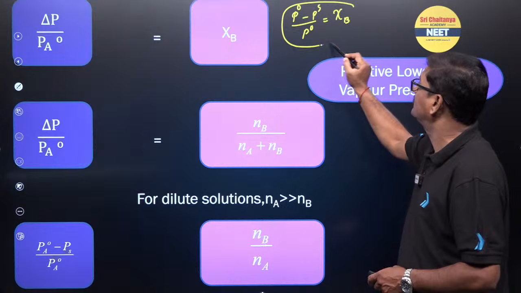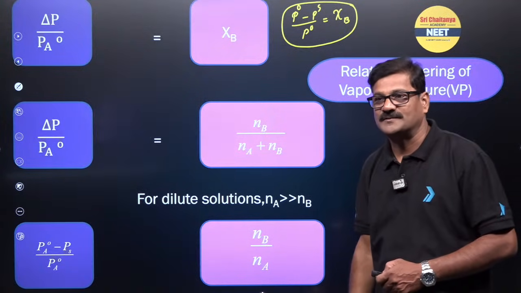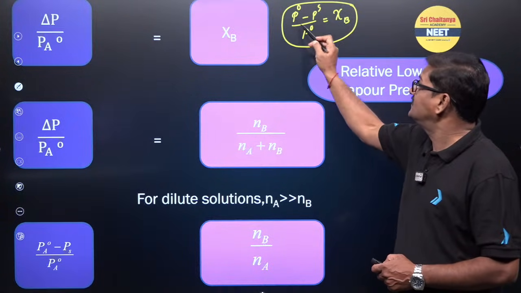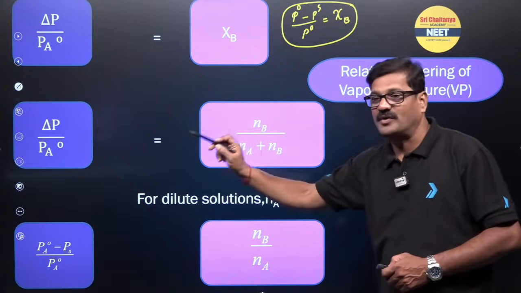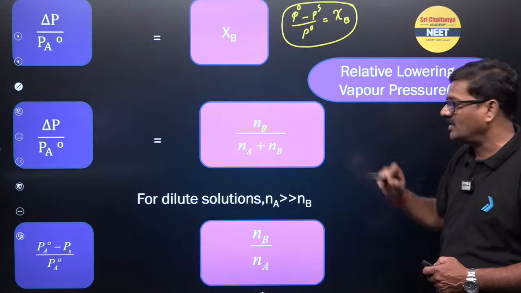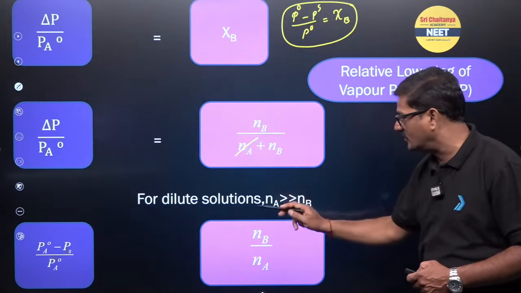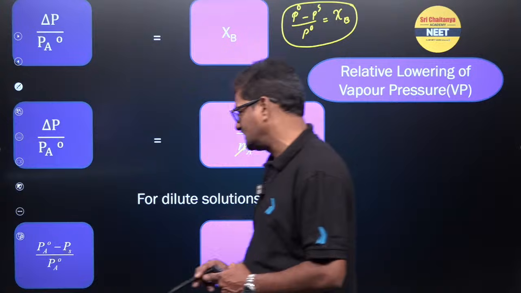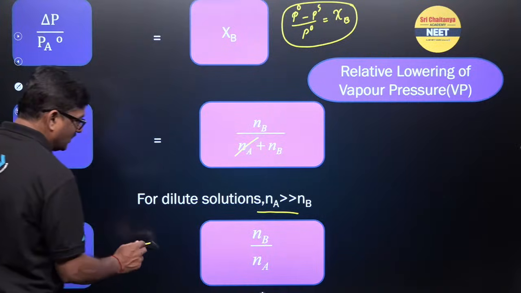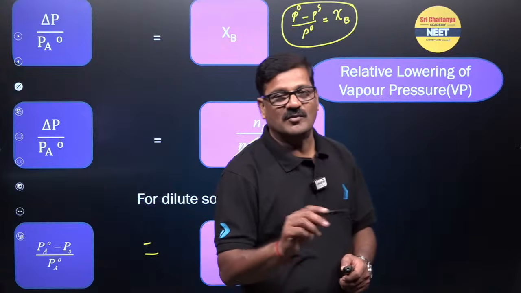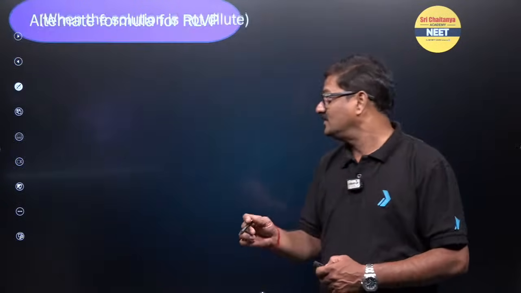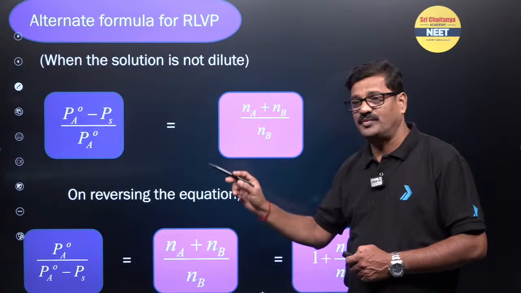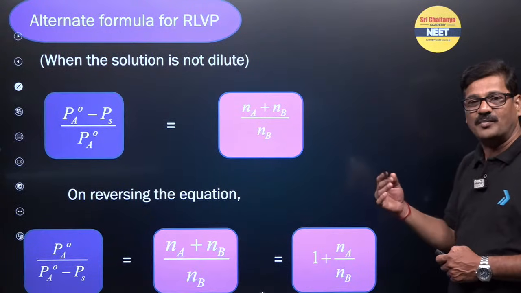B is the solute, so this is very important. A is the solvent and B is the solute. So the decrease in vapor pressure, delta P upon P naught, is equal to NB upon NA plus NB, and you can ignore NB in the denominator because for a dilute solution this value is very less. So (P naught minus Ps) upon P naught is equal to NB by NA. You can calculate molecular mass from this.